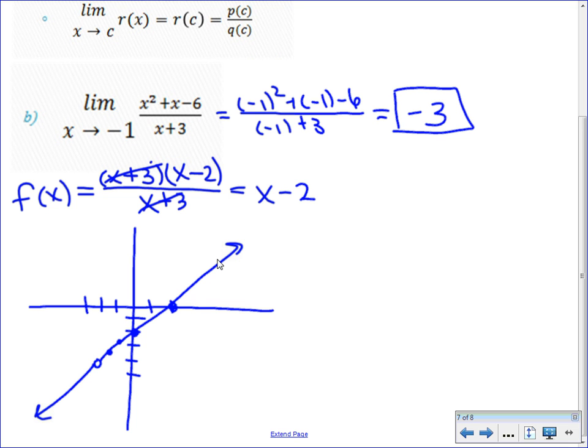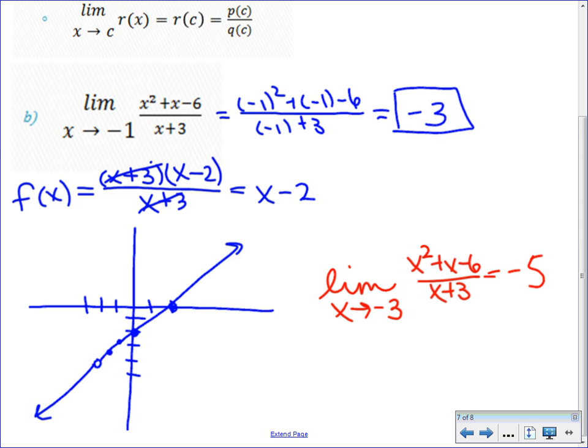Now, if I ask you to evaluate the limit as x approaches -3 of the same function, you would not be able to do it by direct substitution, would you? Because this value makes our denominator 0. Right now, our only solution is to look at the graph. Here I have the graph. What is the limit as we approach -3? -5. That's where that hole is, right? As we get arbitrarily close to -3, we're getting arbitrarily close to that -5.